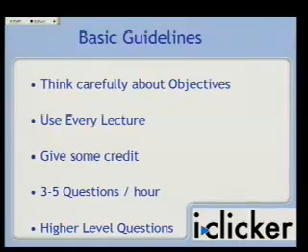A rule of thumb is 3 to 5 questions per hour. Again, this can get broken a lot. There should be exceptions, but generally, throw in a few, basically for resetting the clock and stuff like that. And the final point here is higher level questions.